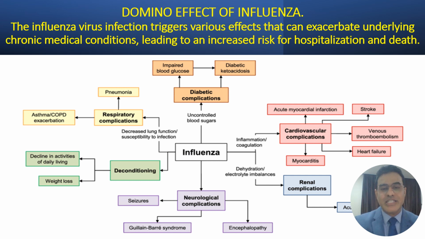One of the striking things is that most people think influenza is a respiratory thing only, but unfortunately it has a domino effect, as we call it. This infection triggers various effects that can exacerbate underlying chronic medical conditions like cirrhosis of the liver or cardiovascular disease. It will further worsen those diseases, leading to other common complications, a high risk of hospitalization, and a high risk of death among the patients.